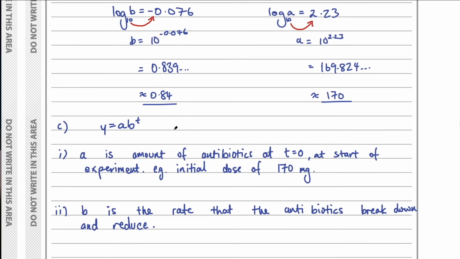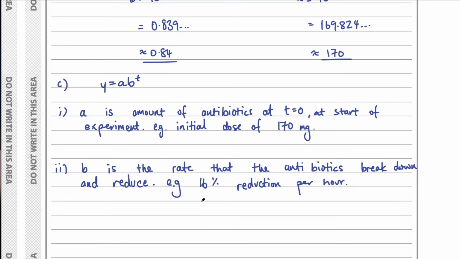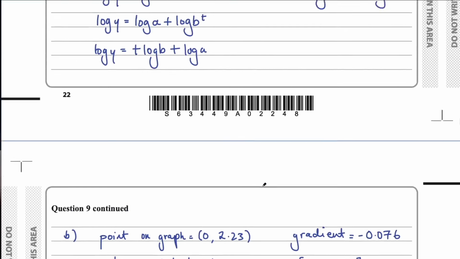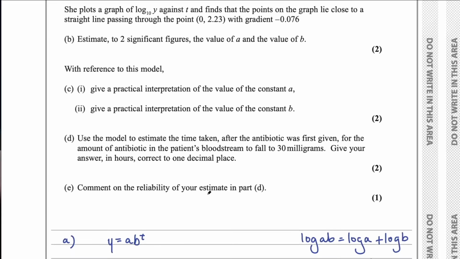So if you multiply something by 0.84, you could say you had 84% of that thing, or you can also say it's reduced by 16%. So e.g. 16% reduction per hour. Okay, so that's part C. Part D says use the model to estimate the time taken after the antibiotic was first given for the amount of antibiotic in the patient's bloodstream to fall to 30 milligrams. Give your answers in hours correct to 1 decimal place.